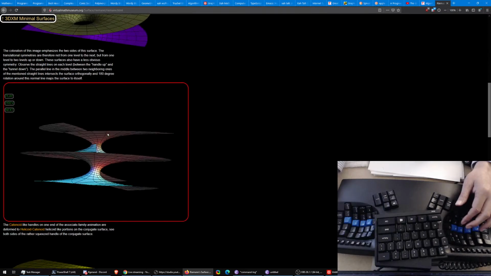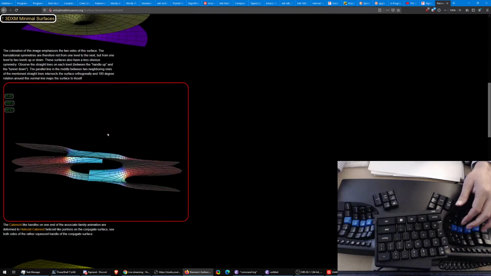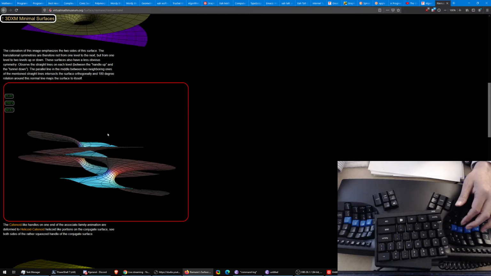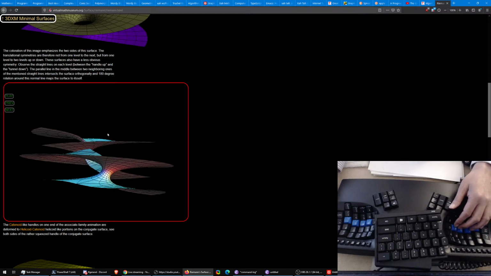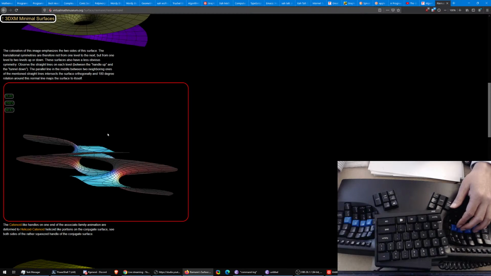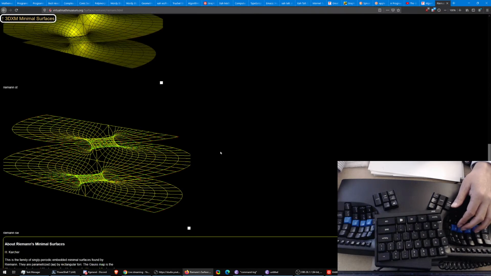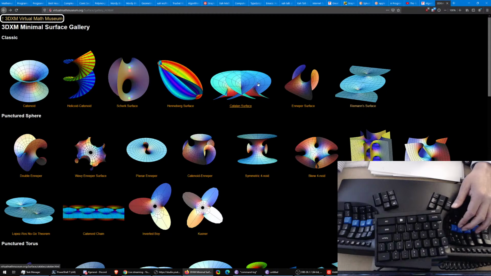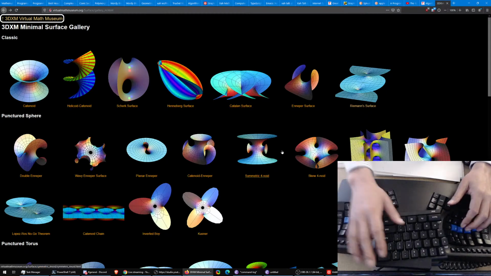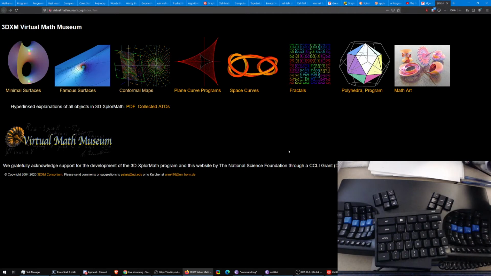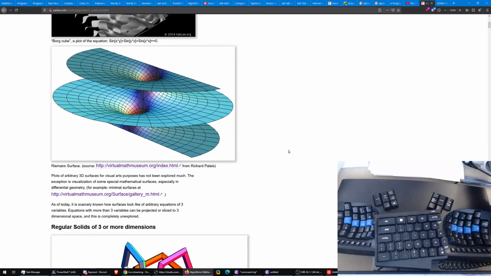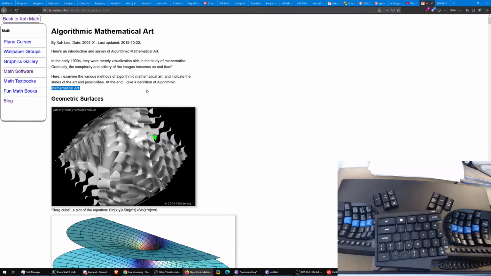So what is this one? This one shows how different surfaces of this family change. So this is the Raymond surface, and there are so many others. These are called minimal surfaces. So back to this article.